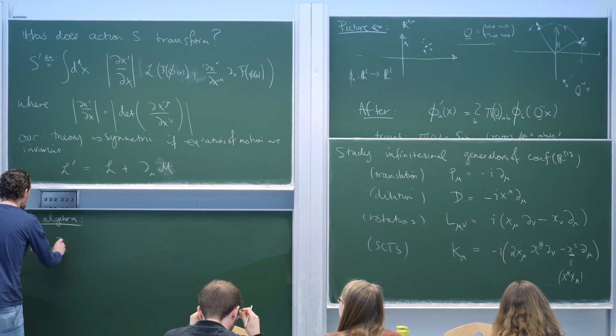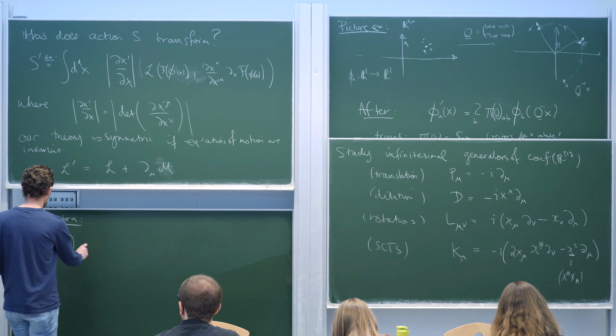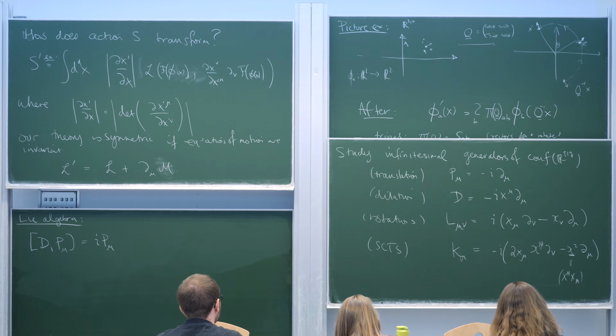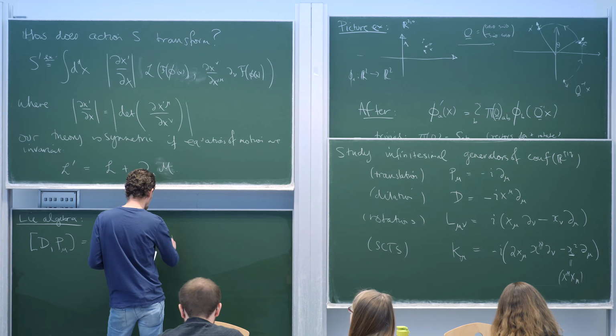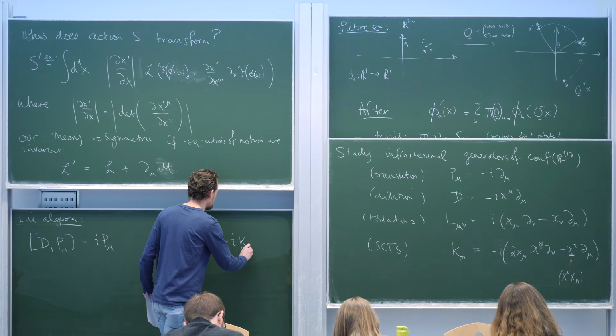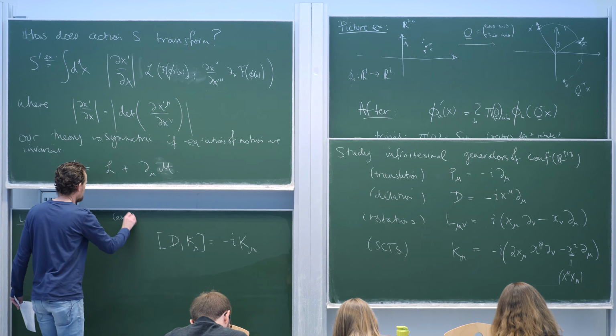What happens if you do a dilation, then a translation, and vice versa? Well, you get something new, and what you get is i times p mu. This is just an exercise. I don't know a quick way to do this or to remember this stuff. What about dilations and special conformal transformations? Well, you get that. It's an exercise for the reader.